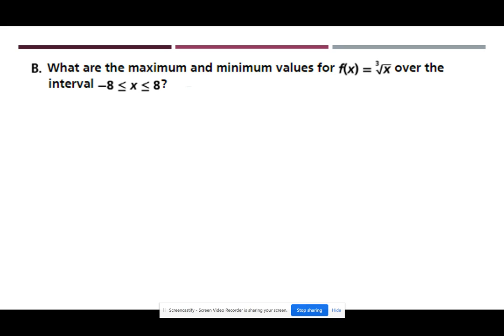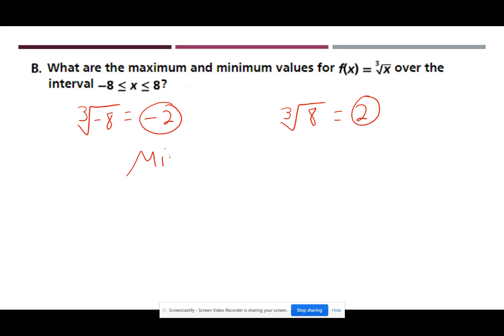So this is substitution. So I'm going to substitute -8 in first. So if I do the cube root of -8, I'm going to get -2. And then I'm going to do the same thing for 8. The cube root of 8 gives me +2. Sorry about those little extra strands on there. So what that means is -2 is my minimum value, and 2 is my maximum, the biggest value that's possible. And in between -8 and +8, we could have anything in between.